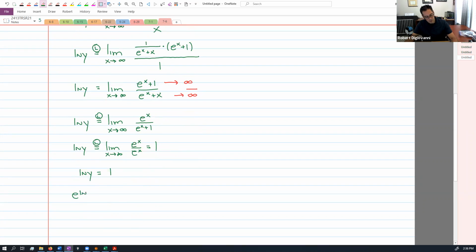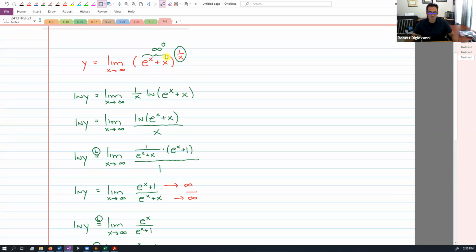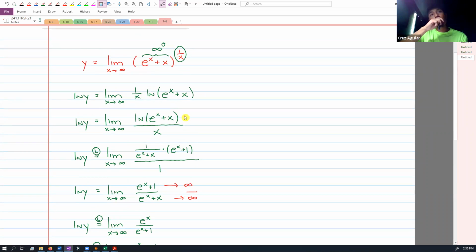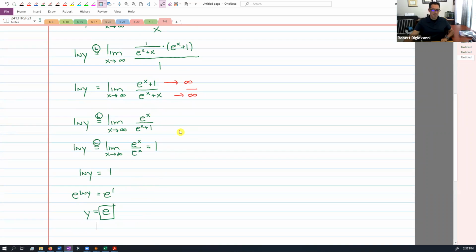And then e to the natural log of y equals e to the 1. So y is e. Wait a minute, we got e again, didn't we? So this is another way you could write e. There's an infinite number of representations of e, but this is another one of them. So I think the key to that problem is to see that we could use L'Hopital's rule multiple times. We wanted to use it enough times to get to something that algebraically reduces down to a nice number, right?